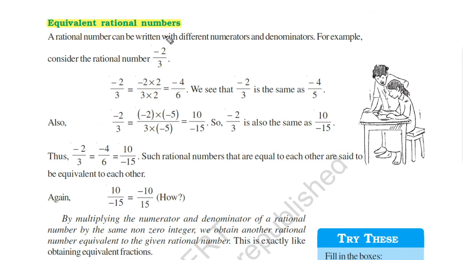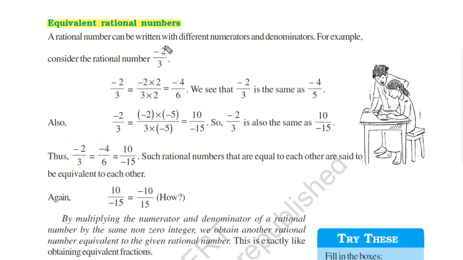You know how to find equivalent fractions. Now finding equivalent fractions is literally the same as finding equivalent rational numbers. So let's try to find some equivalent rational numbers.